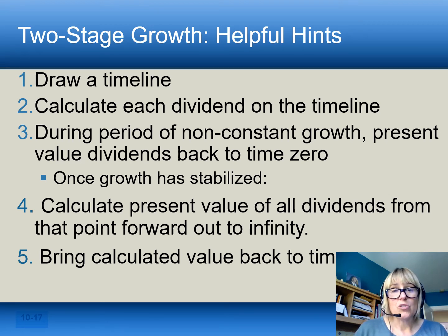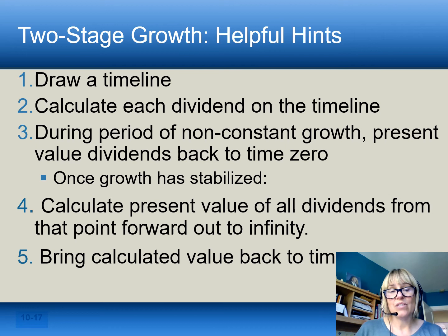Now, so calculate each dividend, put it on the timeline, and then you have to present value the dividends back to time zero, right? That's pretty straightforward. The hard part is that at some point you've got constant growth going forward, and you have to do a calculation of the present value of those infinite perpetuity related streams, dividend streams.